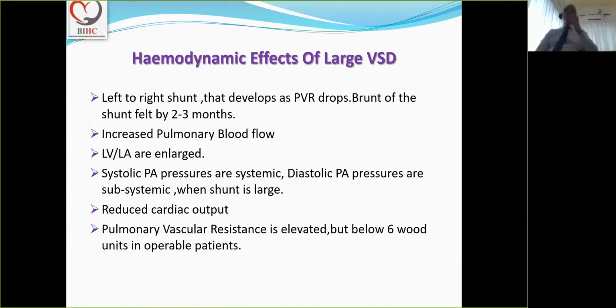The cardiac output tends to drop. When the baby is in heart failure, the cardiac output tends to drop. And as I just referred, the pulmonary vascular resistance is invariably elevated, but it's below inoperable levels. We consider 6 Wood units as the cutoff point for operability. Less than 6 Wood units is what you would consider operable. But the point is the pulmonary vascular resistance is necessarily elevated in a large VSD to some extent.